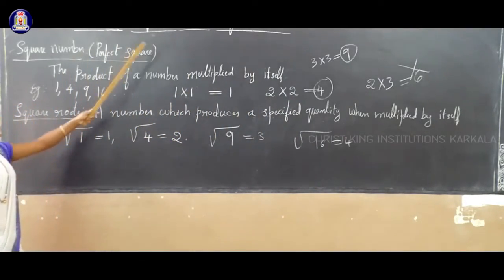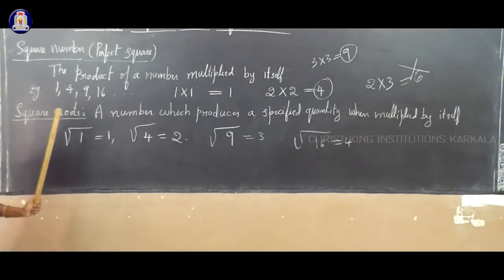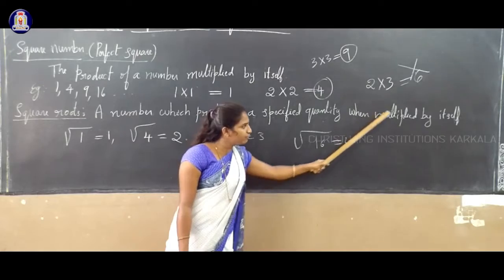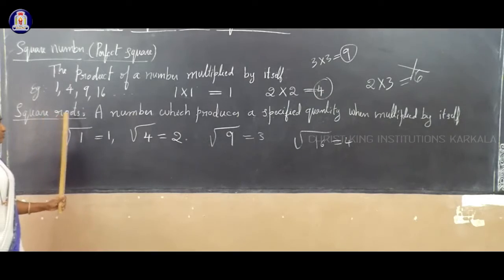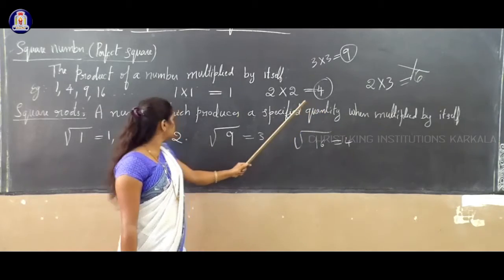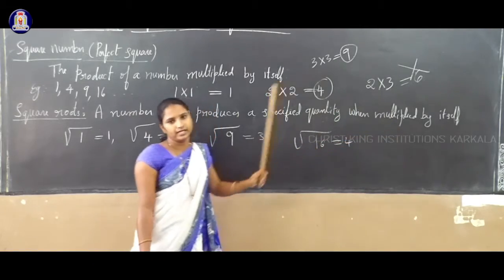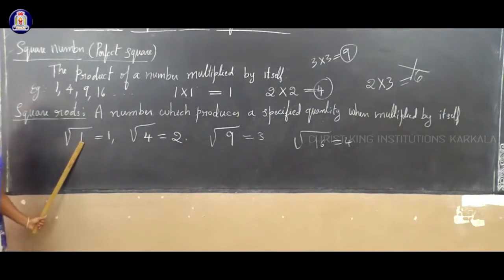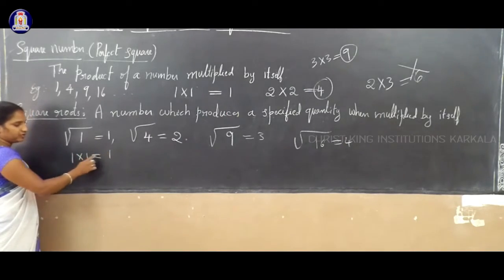Next is square roots. So what are square root numbers, or the square root? What is meant by square roots? A number which produces a specified quantity when multiplied by itself. Clear? A number which produces a specified quantity when multiplied by itself. See here, 1 is multiplied how many times? 2 times, right? So 1 into 1 can be written as 1.